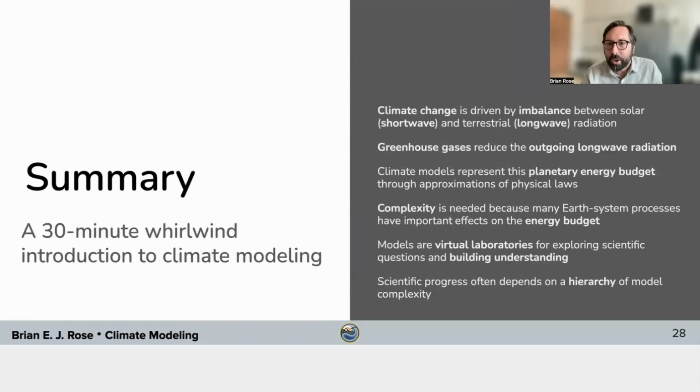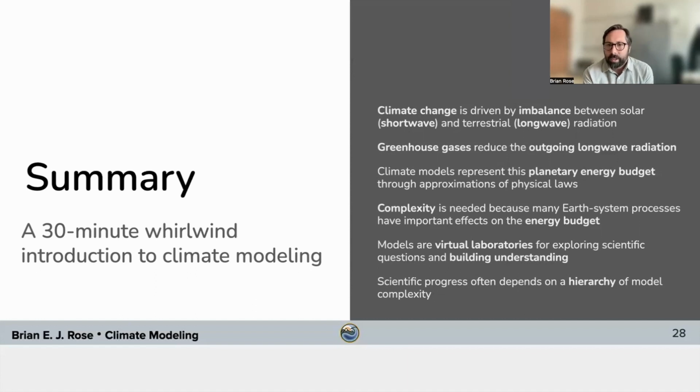Okay, so summary of this lecture, summary of the key points I've tried to make. Climate change is driven by imbalances in the planetary energy budget, imbalance between absorbed shortwave radiation and outgoing longwave radiation. Greenhouse gases reduce the outgoing longwave radiation below what it would be without the gases, and adding more of those gases reduces the outgoing longwave radiation further, pushing the planetary energy budget out of balance. A climate model is a representation of that planetary energy budget through approximations of physical laws.